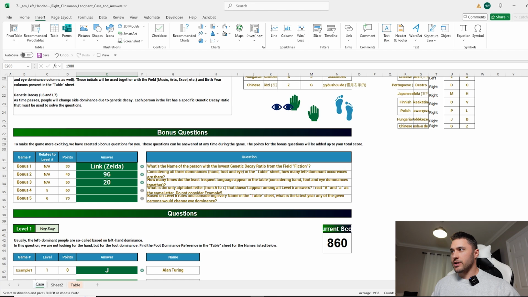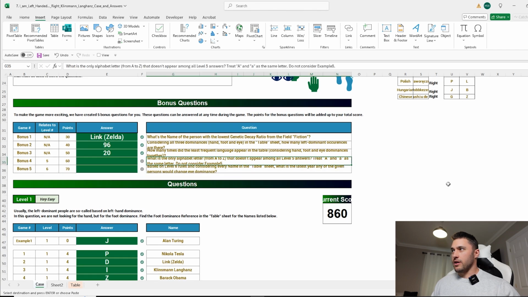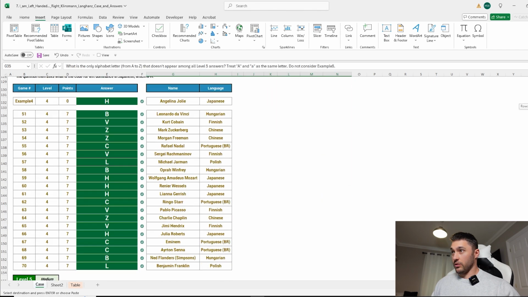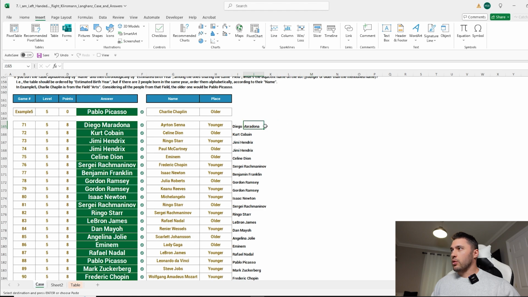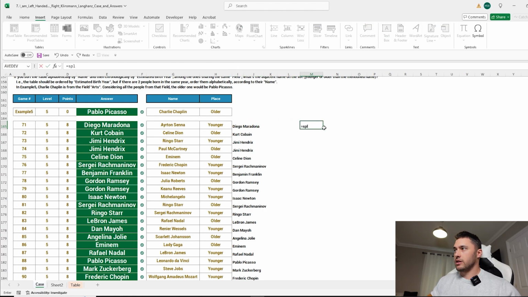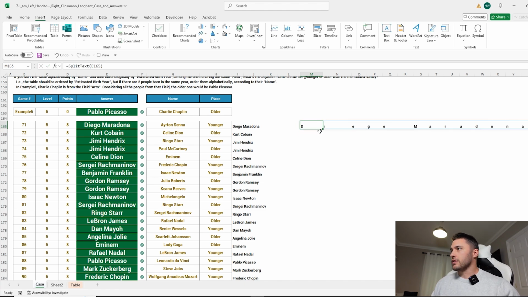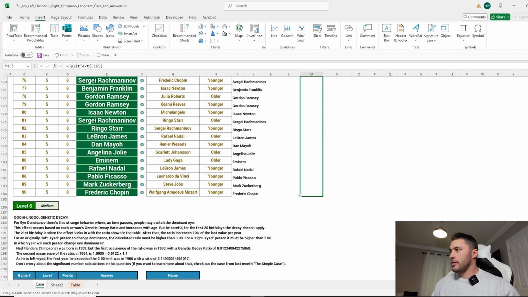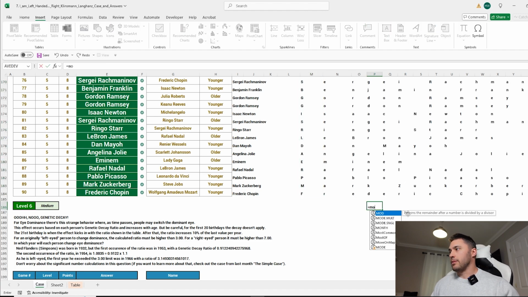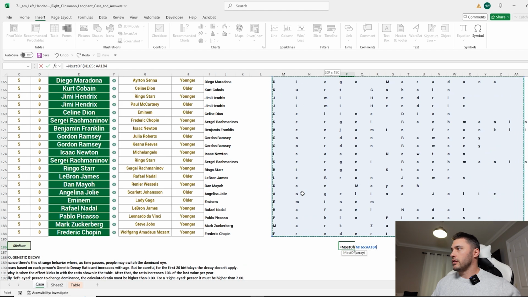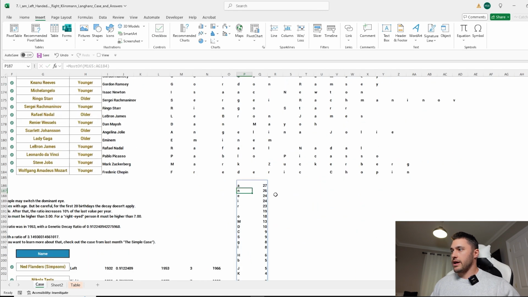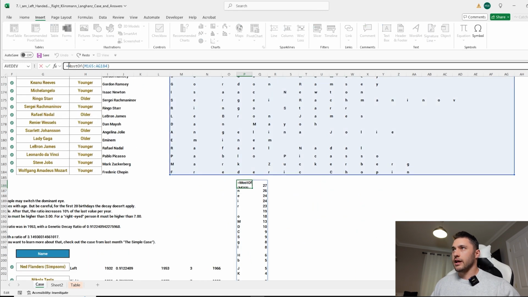Can we do any of the bonus now? So in question 5, what is the only letter that doesn't appear in all of the answers? So let's quickly do that. We want to split these into their component letters. So I have a lambda that does this, split text of that. That's going to give me all of the people. Then I can do my most of lambda again, which you've seen plenty of times now. So let's just do that, and then I can sort that to get it in alphabetical order.